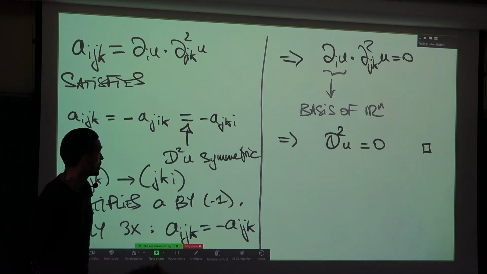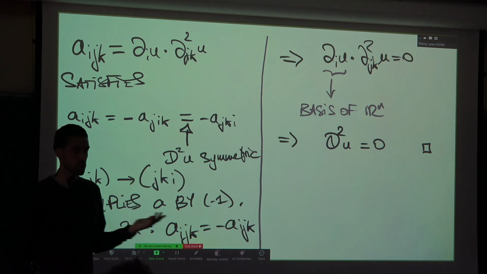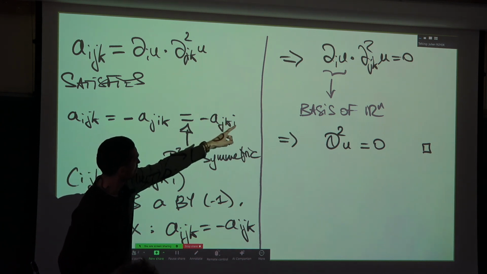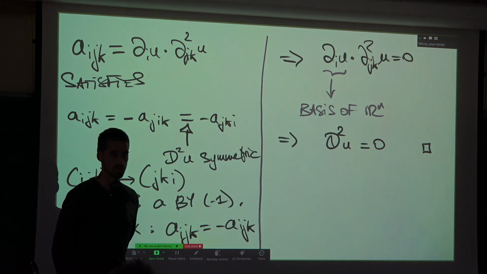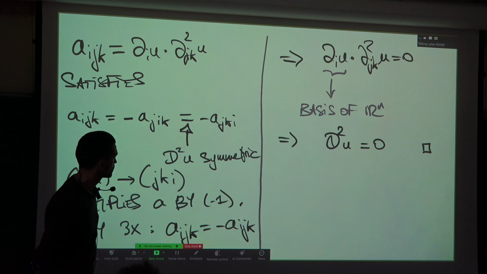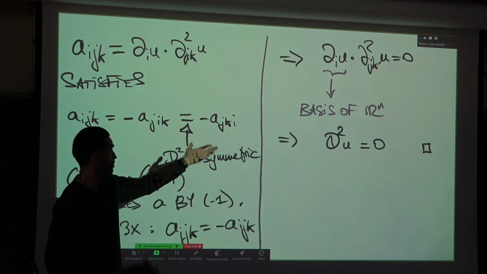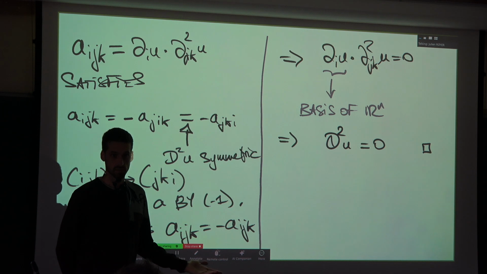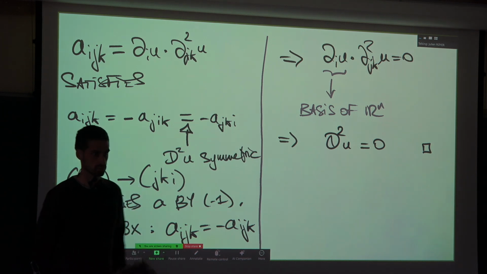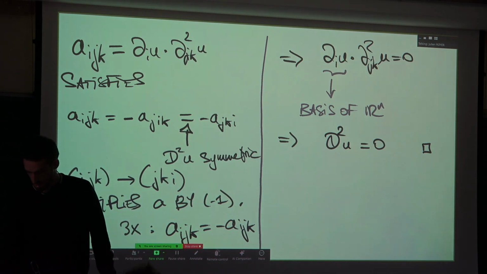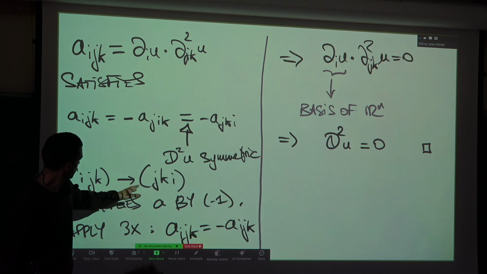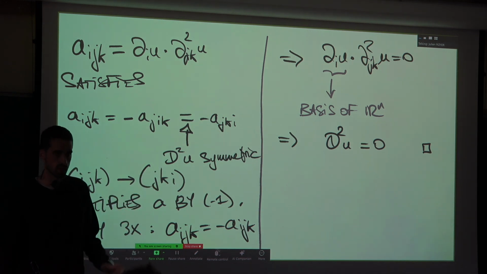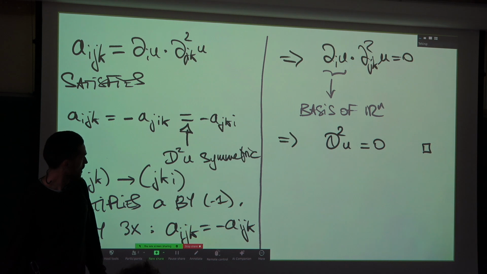But now if you recall that ∂_i u forms a basis of R^n, you realize that this is telling you that actually the Hessian must be 0. Okay? So you conclude that the Hessian is 0 everywhere, and so u must be affine. Okay, du must be a constant. So, I mean, you have to be a bit astute in using these cycles, but it's quite elementary.